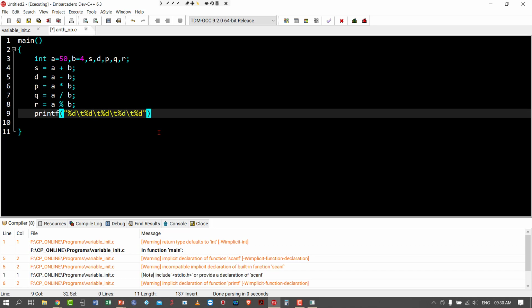Okay, Rohit, you can mute the mic. Saget Kumar, what's the next thing I have to add inside the printf statement? Before that, I have to put a comma, sir. Comma. Okay, very good. Comma s comma d comma p comma q comma r. Okay.